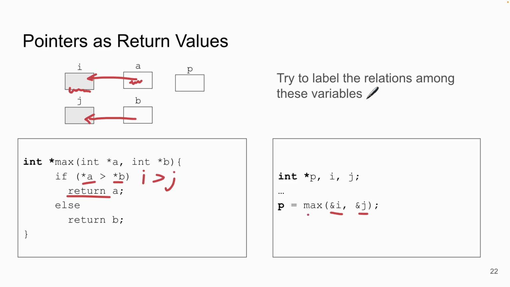So actually what we have here is that we just assign a to p. So this is a pointer assignment. So we can make p point to where a is pointing. So in this case, we make p point to i. And I will invite you to try another case, that is when b has a larger value than a, so what will happen in this case?